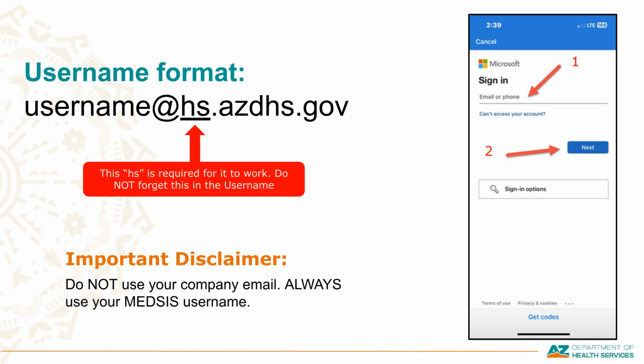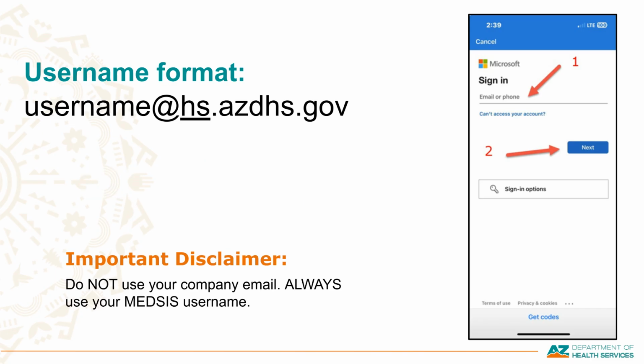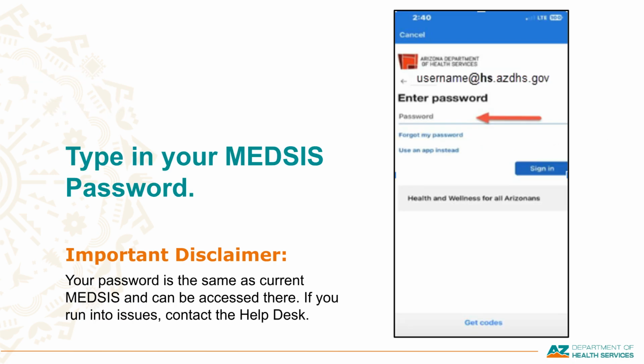When prompted, enter your MEDSIS username. You will use this format, username at hs.azdhs.gov. Important: do not use your company email address. Always use your MEDSIS username. This will be the ADHS username. Then click Next. Type in your MEDSIS password.